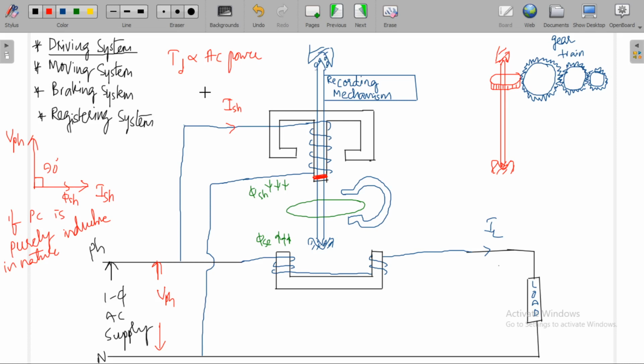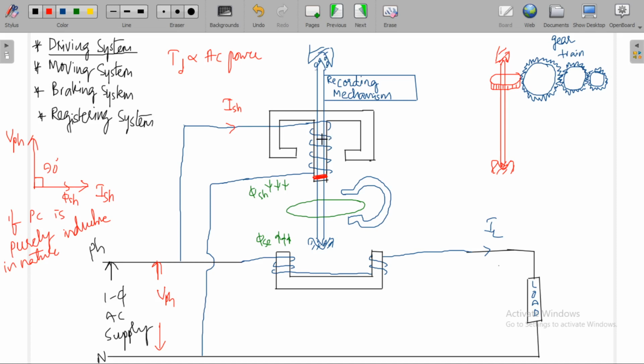Otherwise, the meter will not read the correct reading. If delta is equal to 90 degrees, then only this energy meter will read correctly, as TD is directly proportional to AC power.